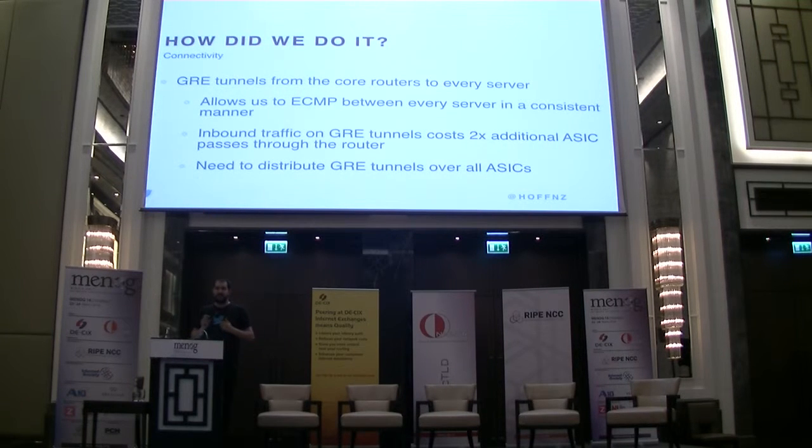The one thing we had to deal with in doing this, though, was that GRE pays a penalty on most commodity routers, on most vendor routers. So between different vendors, you're going to get between 1 to 2 passes through the ASIC that are additional for this traffic that you're going to have to pay the price for. Now, if you're outbound heavy and you're only doing this for inbound traffic, it probably doesn't matter, but it's definitely something we had to consider.